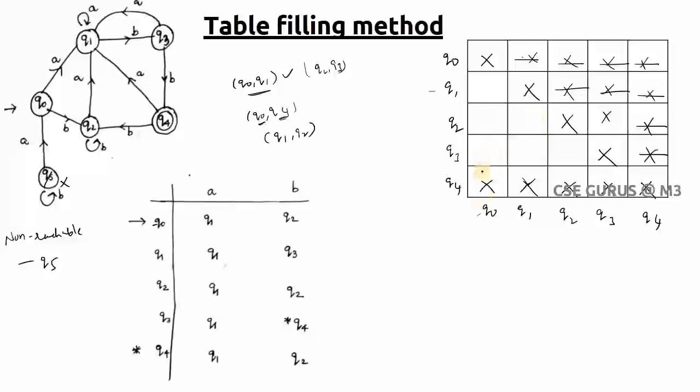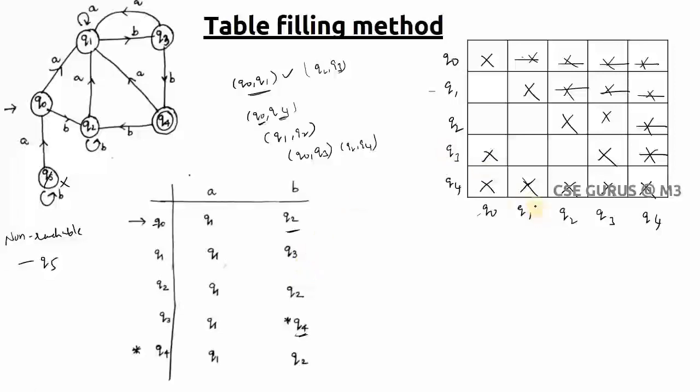Now coming to the next one, this is Q0 Q3. You can see Q0 Q3 pair. I'm writing here Q0 Q3 pair. Q0 to A Q1, Q3 to A Q1, both are equal, ignore. Q0 to B Q2, Q3 to B Q4. So you can see what is the pair you are getting? Q2 Q4. Now check out where is Q2 Q4. Here. Is it marked? Yes, marked. That's why whatever we are finding now, Q0 Q3, that should also be marked. So like this you need to get when to mark and when not to mark.